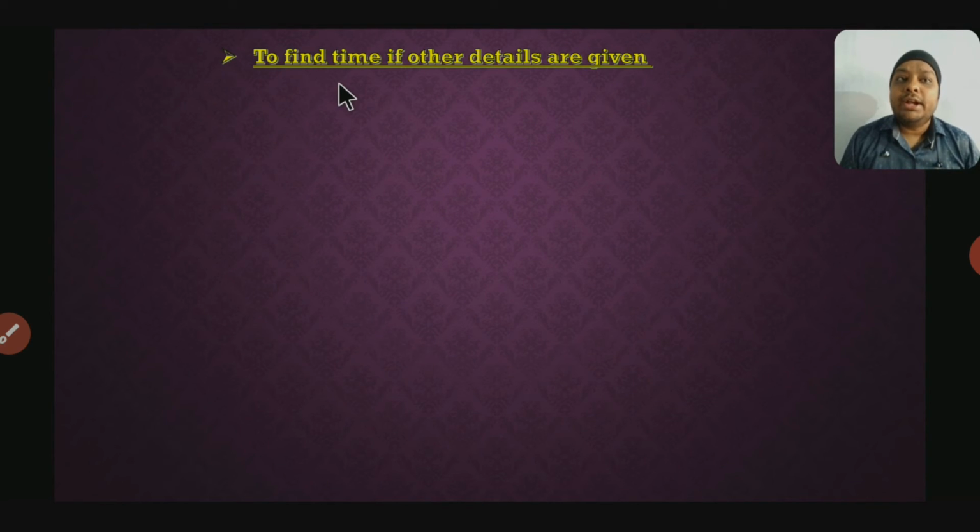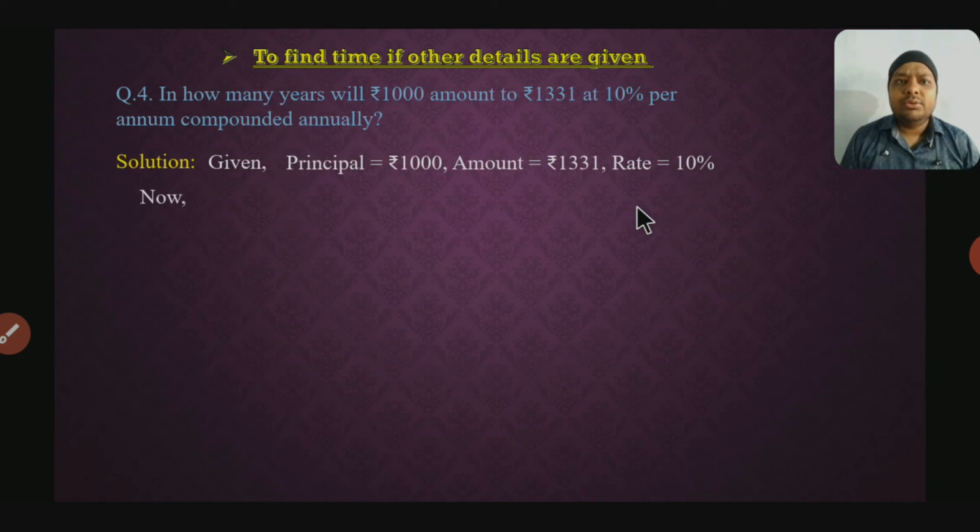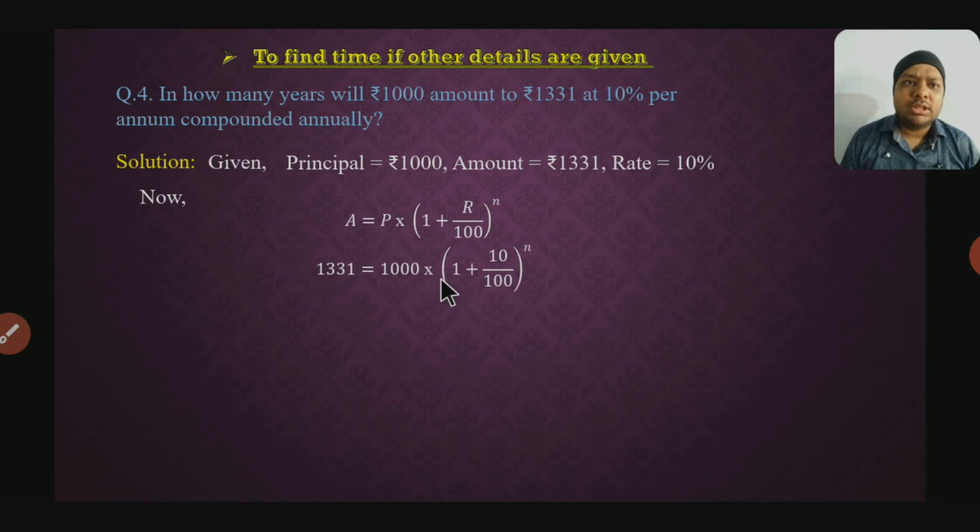Now we have to find time if other details are given. In question 4: in how many years will rupees 1000 amount to rupees 1331 at 10% per annum compounded annually? So here, students, this is the P, this is the A, this is the rate. Note down what is given at first. Now we will use the same formula: A is equal to P into 1 plus r by 100 to the power n. Now 1331 is equal to 1000 into 1 plus 10 by 100 to the power n.